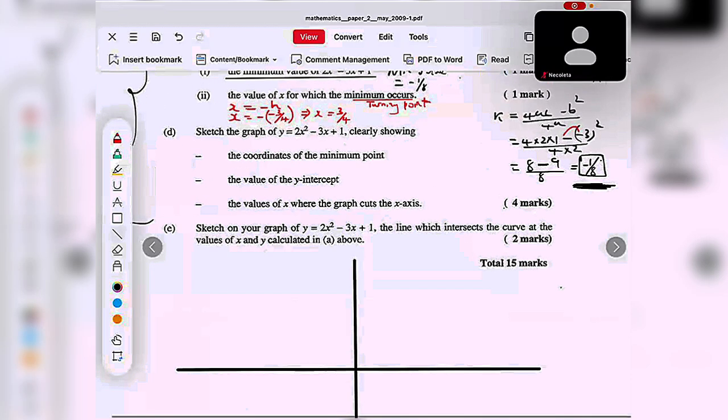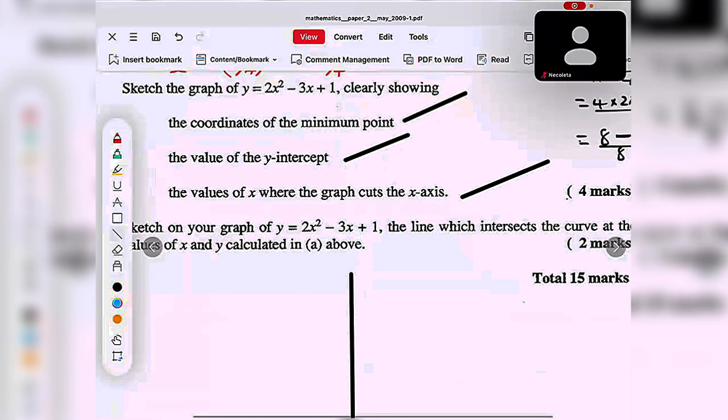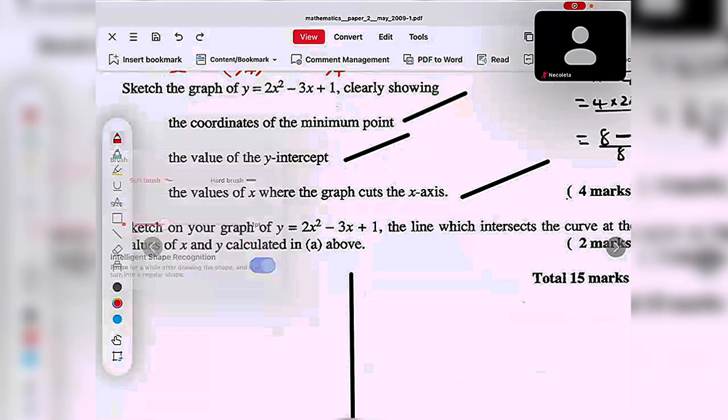So now, to sketch the curve, we need 3 things. They want you to show them the minimum point, the y-intercept, and the intercepts on the x-axis, the values. Oh, by the way, I need to mention this, just in case you see it again. Sometimes they want the values of x and they use a different word here. So keep your eyes open for this word.